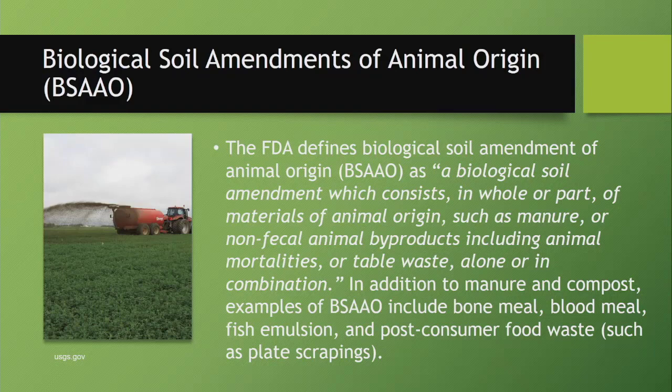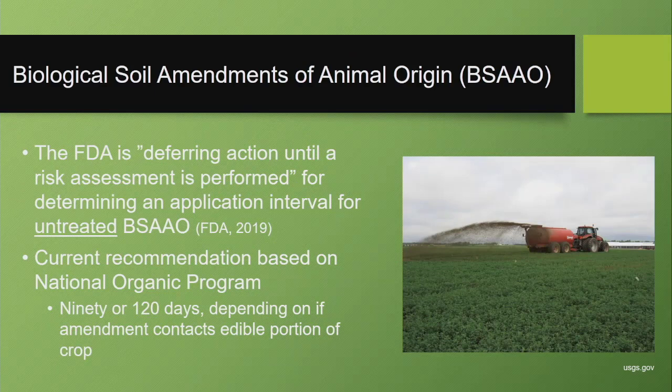We're obviously concerned with these materials because we know foodborne pathogens are associated with them. FDA has been deferring action as part of their Produce Safety Rule until they can conduct a risk assessment to determine an application interval for these untreated biological soil amendments of animal origin. An untreated soil amendment means something that's not been composted. This is manure straight out of the cow, or straight out of the animal, or table waste that has not received any thermal process, any validated process to control pathogens.